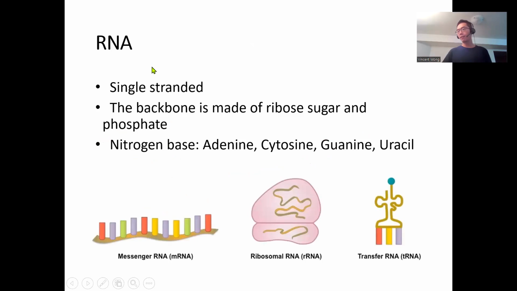All right, and then just one last slide for RNA. RNA is single-stranded compared to DNA, which is double-stranded. The backbone is made of ribose sugar and phosphate, as opposed to deoxyribose. And instead of thymine, we have something called uracil. There are different kinds of RNA with different functions, which we will learn later in the course. But just know that there are different ones, like mRNA, which is the one found in the vaccines, rRNA, and tRNA. Just different kinds.